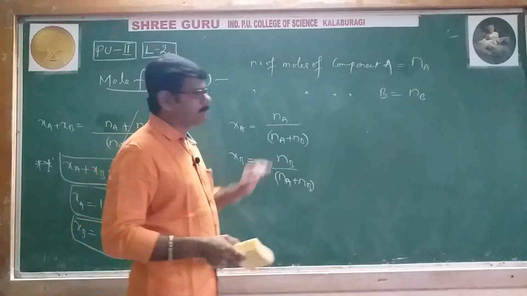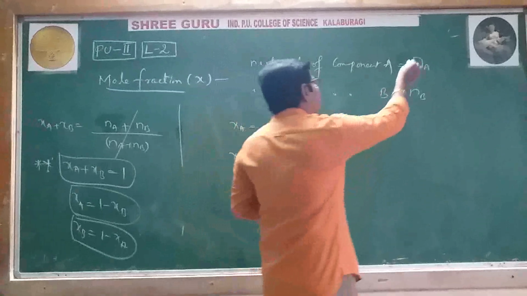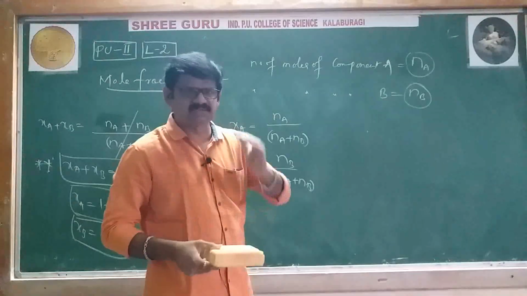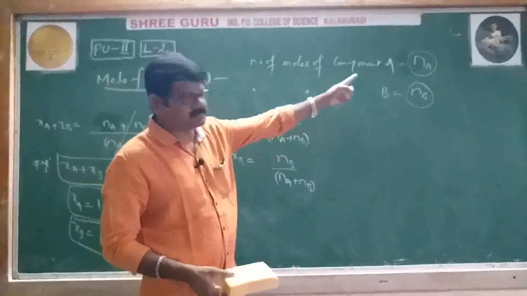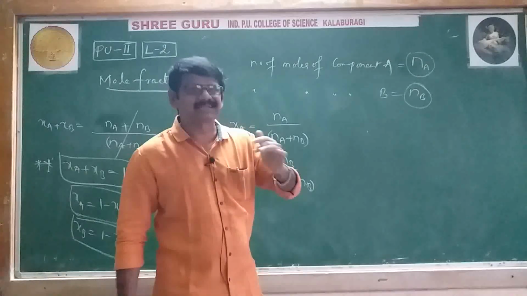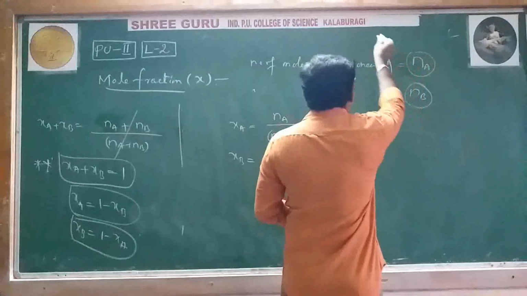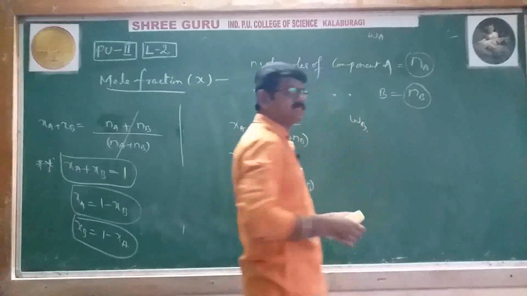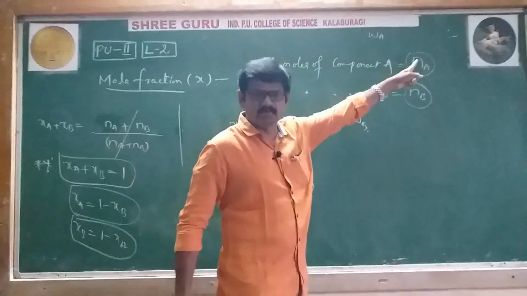And sometimes, while solving problems in the question, the number of moles will not be given directly. If the number of moles is directly given, there is no problem, you directly substitute and get the answer. Sometimes it will not be given directly. In that case, what do we have to do? Instead of moles, they will give mass. Suppose the mass of A and the mass of B are given. With the help of mass, we can calculate moles.